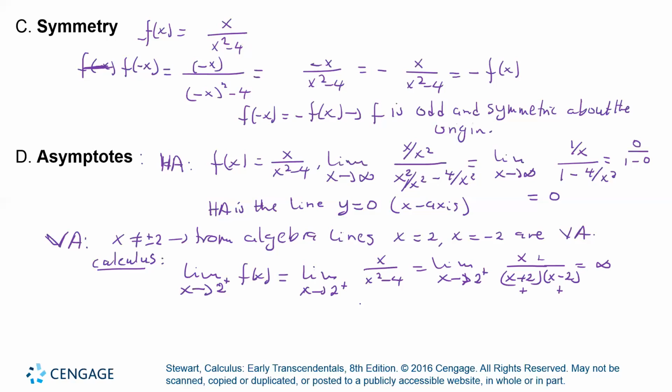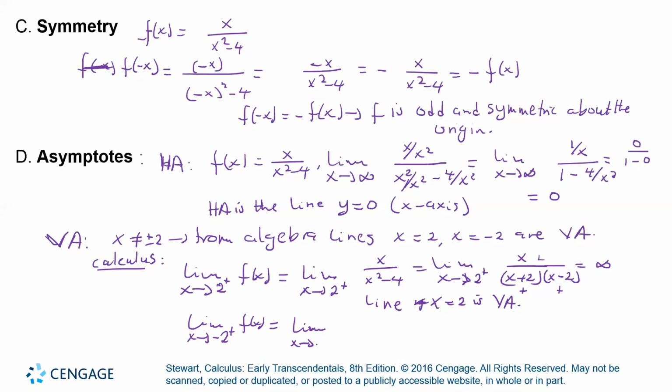telling me that the line x is equal to 2 is the vertical asymptote. Since x cannot be negative 2, I can take negative 2 either from the left or from the right. I can do it from the right of f of x and perform a similar thing.